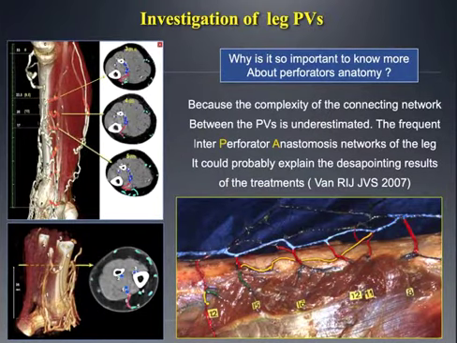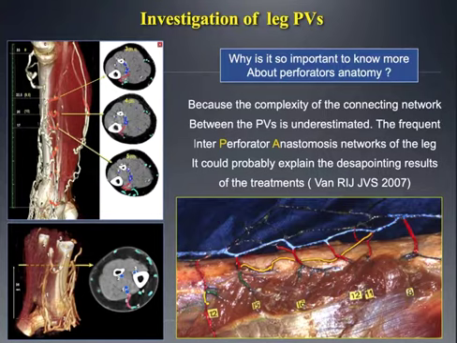This is another example of an investigation of leg perforator veins with 3D modeling. You can see on the left the different medial leg perforators at different levels: a paratibial, superior paratibial, inferior paratibial, and posterior tibial perforator veins. On the lower 3D reconstruction, you can also see the Cockett or posterior tibial perforators connecting to the posterior tibial veins. All the perforators on the slices are colored in red.